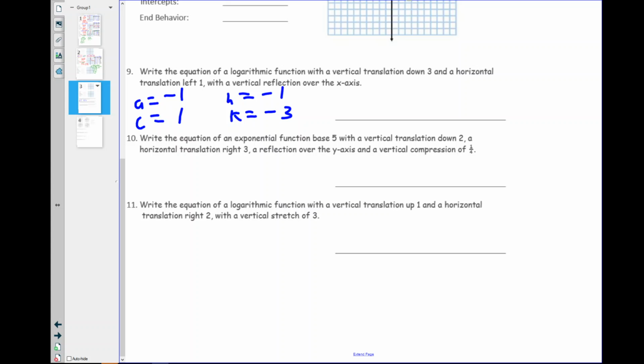This has to be logarithmic, so you would write either f of x equals or y equals negative log, because that's where the A goes. Then you don't have to worry about C. It would be x plus 1, because you got to change the sign for the H, minus 3. It's not an exponent. It is logarithmic. It's inside of a log. That's why I wrote log.